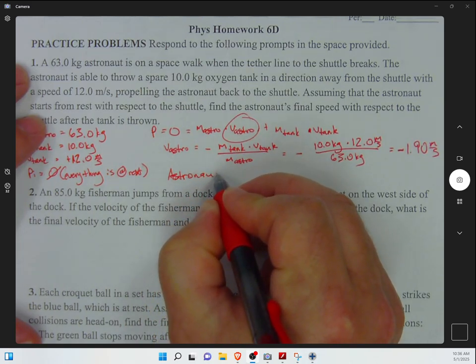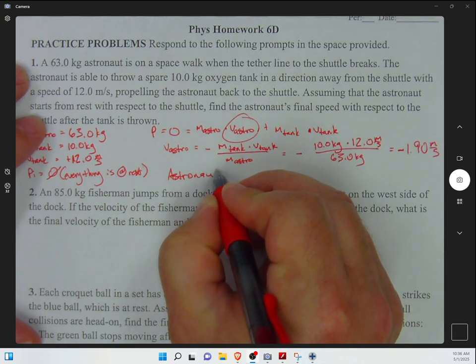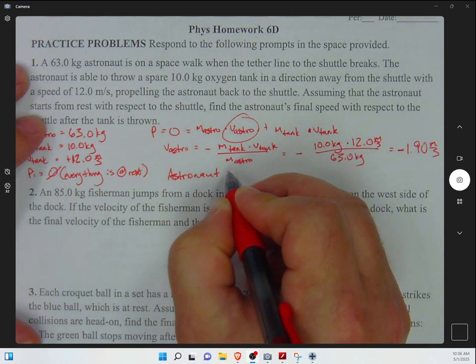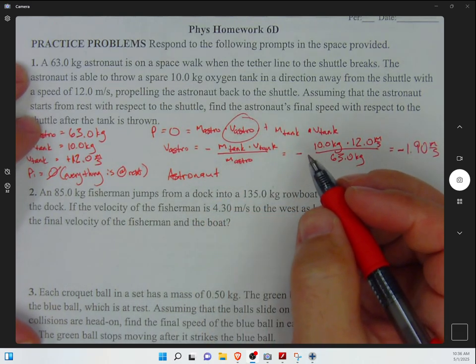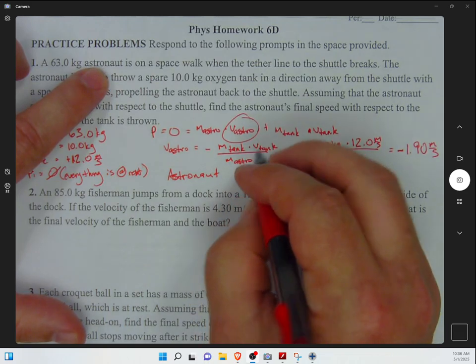Astronaut, wait, it's not GHT, right? It's just T. I knew that. Boom. Okay, yeah.